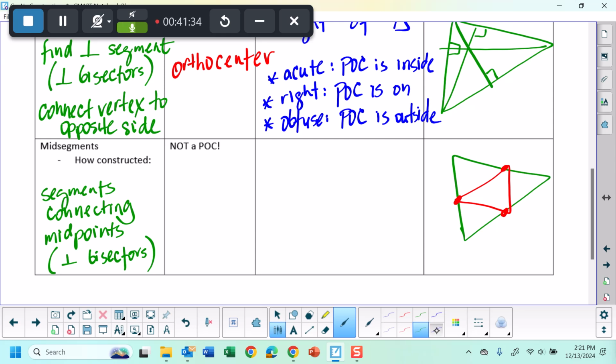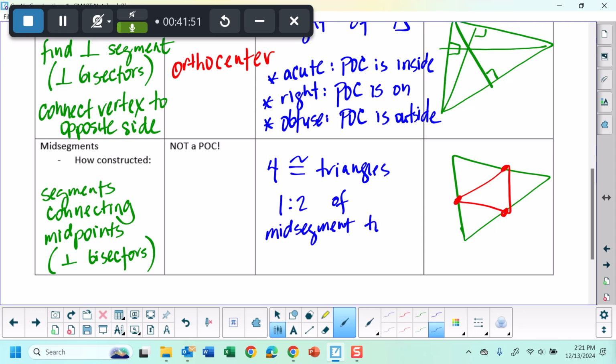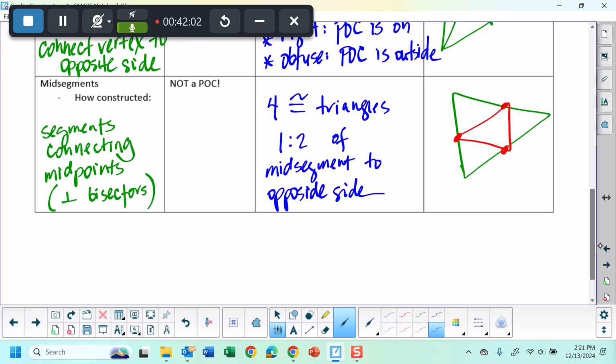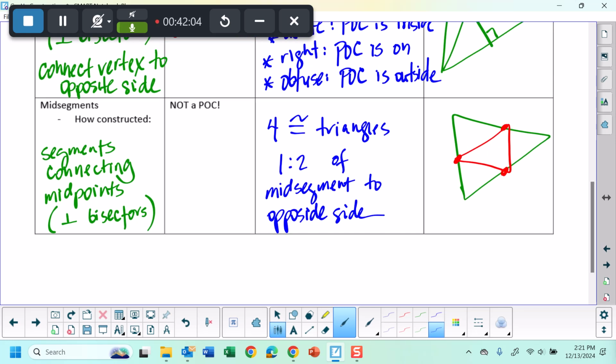The cool thing about these is 4 congruent triangles. A 1-to-2 ratio of mid-segment to your opposite side. And of course they're parallel.